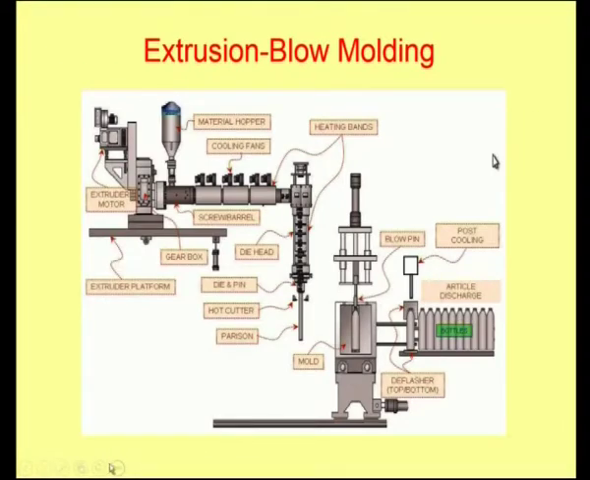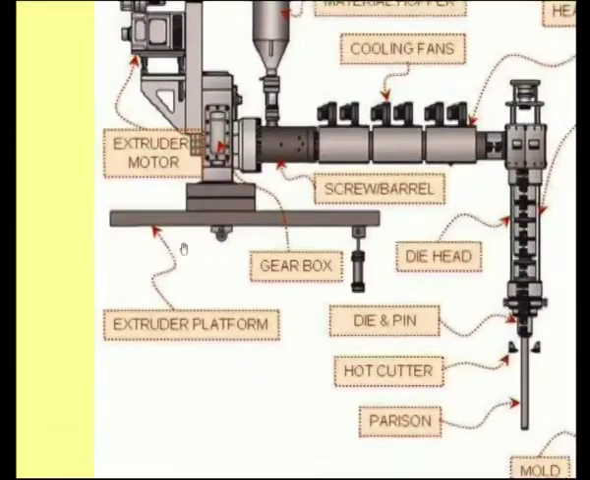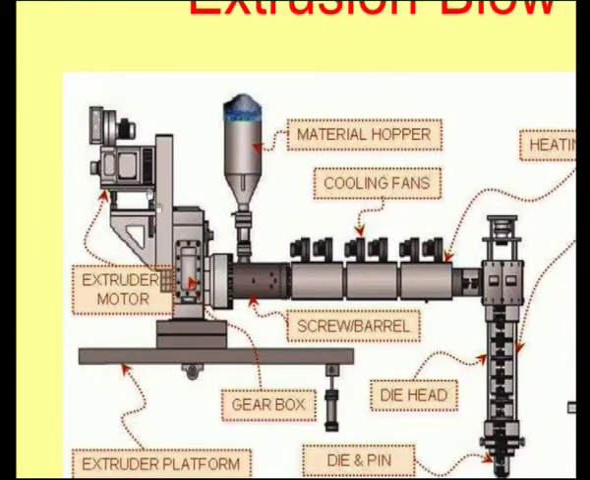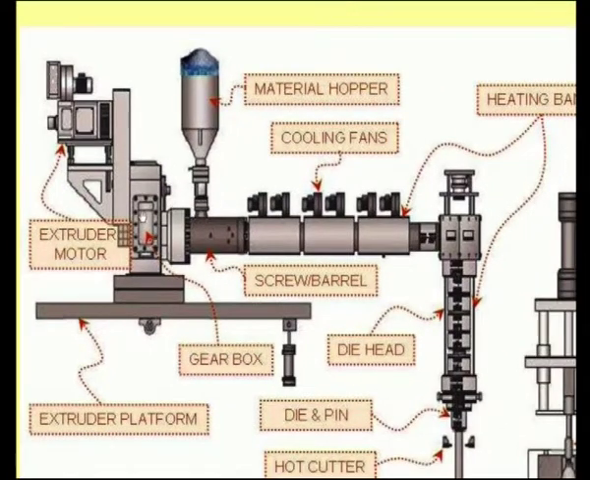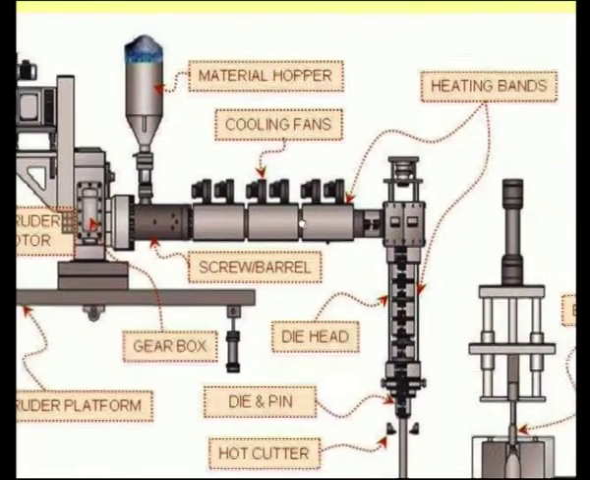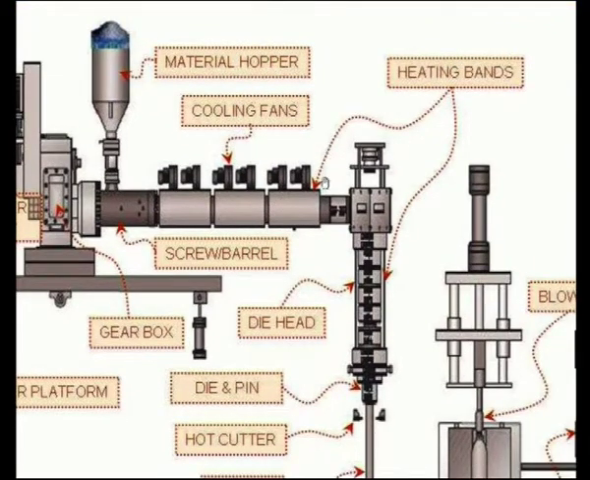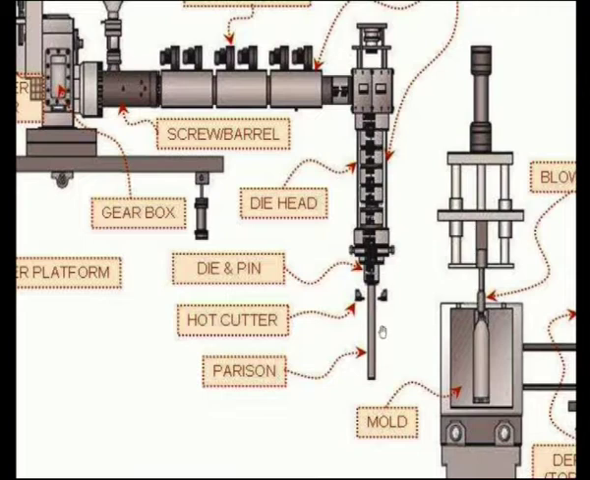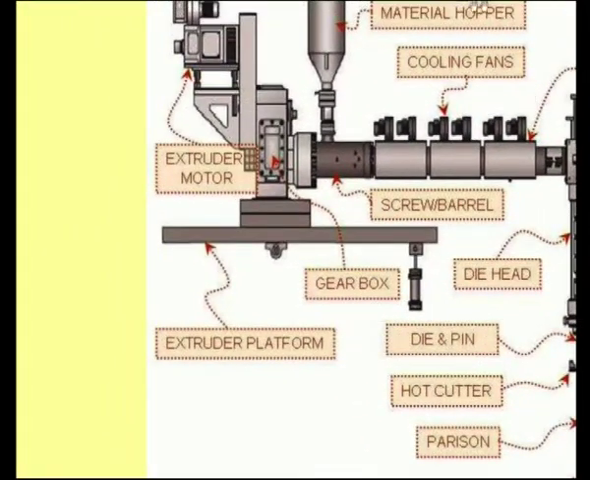Now, looking into the extrusion blow molding process. Starting from the extruder motor, and then you have a gear arrangement for changing the speed of the screw, then the material hopper where the material is loaded, and the cooling fans provided to ensure optimum temperature, and the heating bands used to melt the resin, and this is a nozzle. This is the typical parison arrangement. So, this arrangement is the extra when you compare it to the conventional extrusion molding. Up to this is the conventional extrusion molding machine.